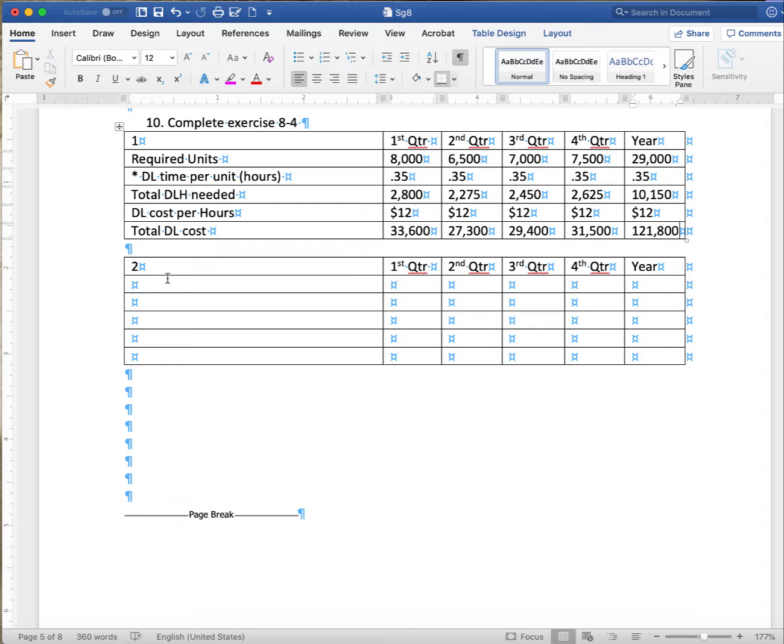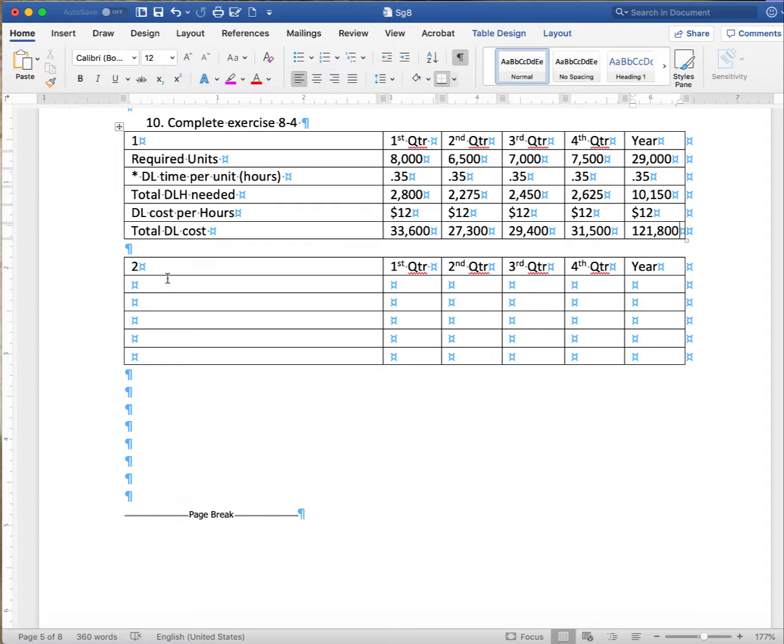Okay, so problem number 2, this is more of a real world example, right? We have people, maybe they're union, there's a contract, whatever, they're guaranteed, regardless of what they work, X amount of pay for X amount of hours. If they work over that, then they get overtime.